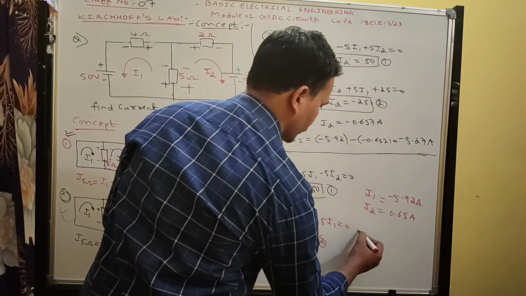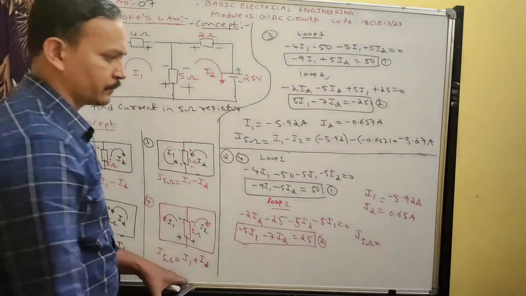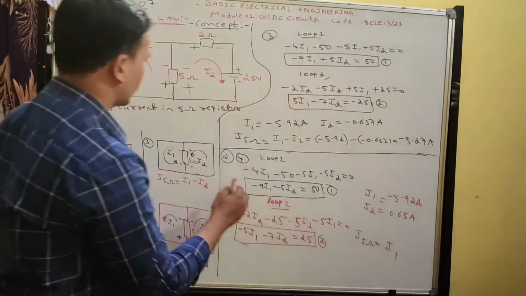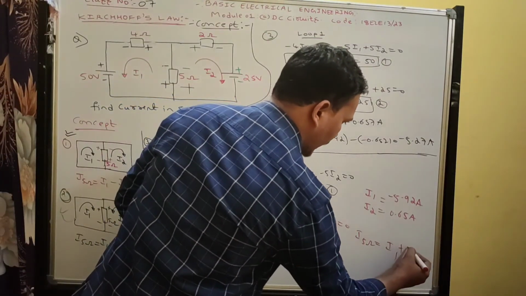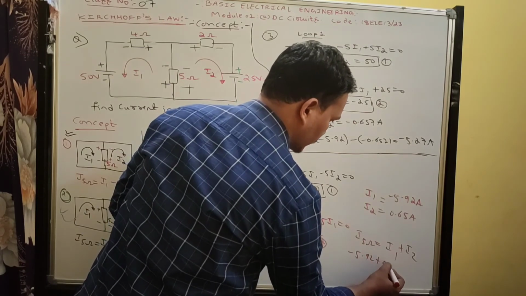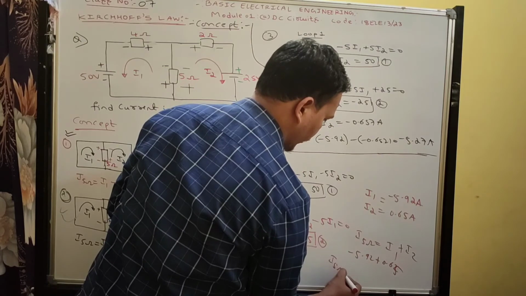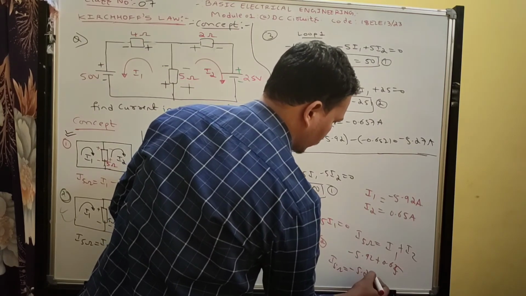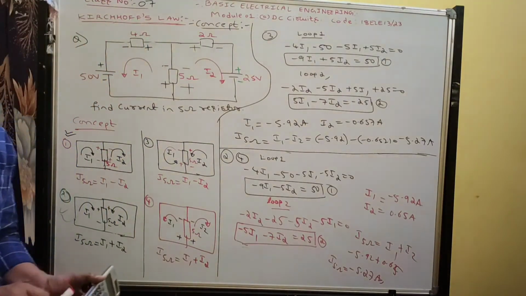Yes, finally, the current flowing through the 5 ohm resistance, for this case, is I1 plus I2. Because see, both the currents are entering, therefore you should get I1 plus I2. What is I1? Minus 5.92 plus what is I2? 0.65. So finally, what is the current flowing through the 5 ohm resistance? Minus 5.27 amperes. See, we got all this.